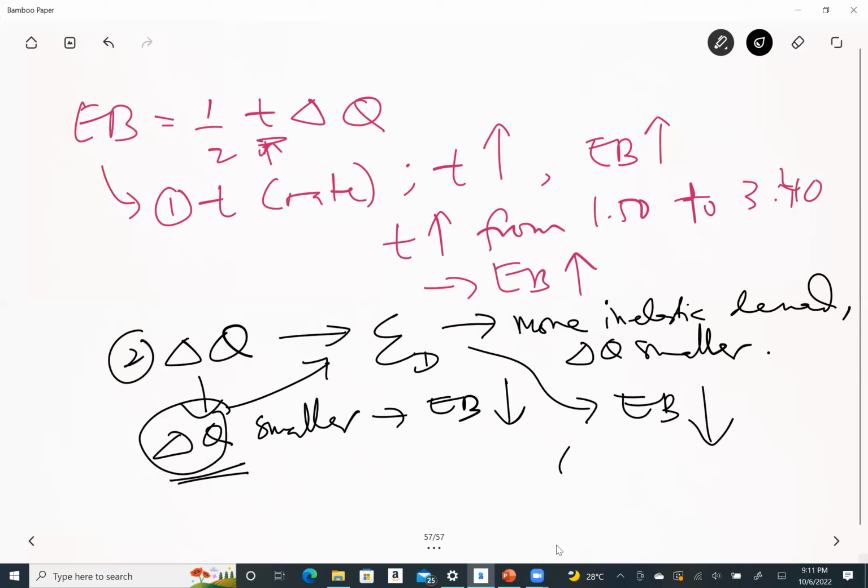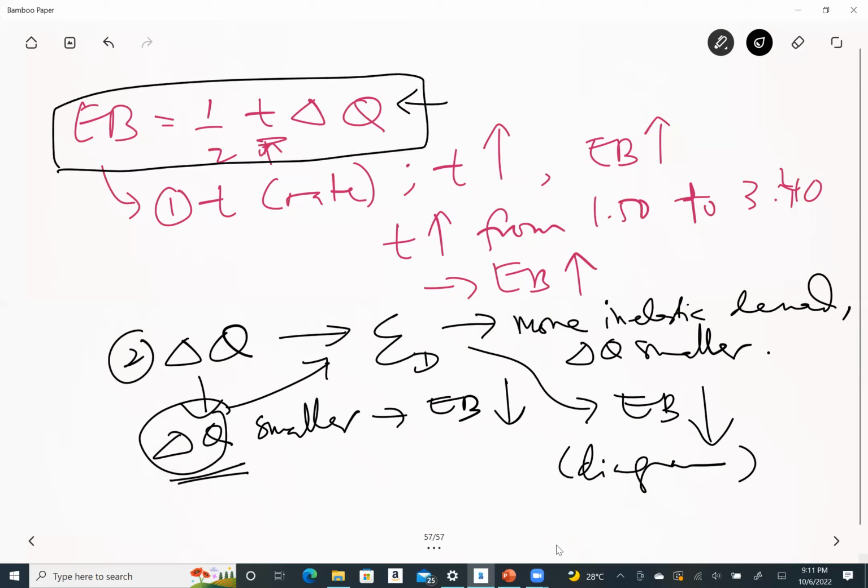Okay, I think we did this in the diagram. If you recall, we drew the diagram. But here, what I'm doing, we get the deduction directly from the formula of excess burden, where the excess burden is equal to half T times delta Q. So T directly, you can say that the higher the T, excess burden will be increased. And here, lower delta Q, meaning the demand is more inelastic, excess burden will be reduced.